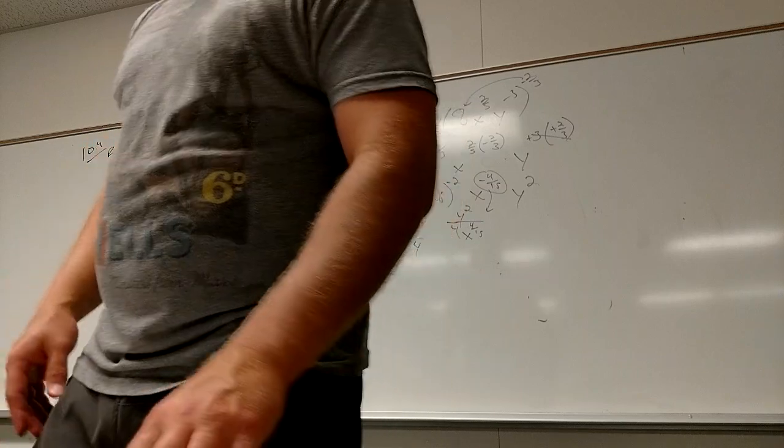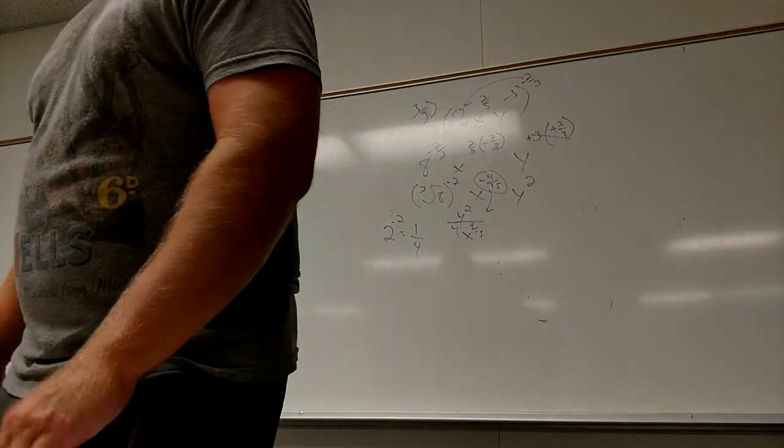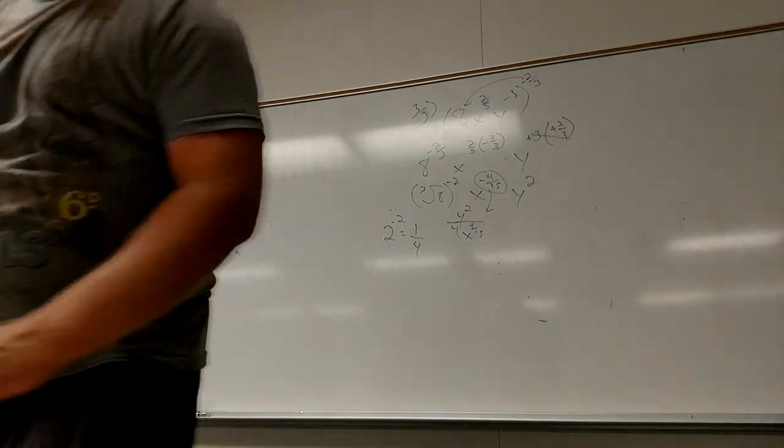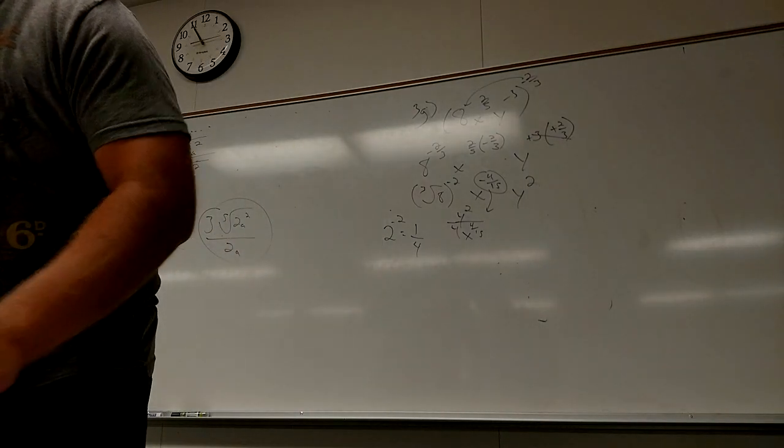This one, I would just put exponential multiplication and then multiply, because the roots are different. There's that 85.